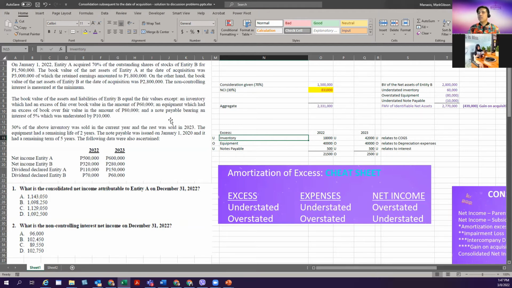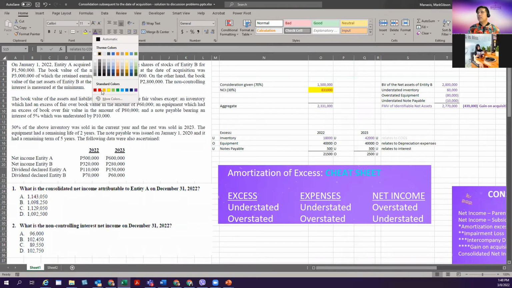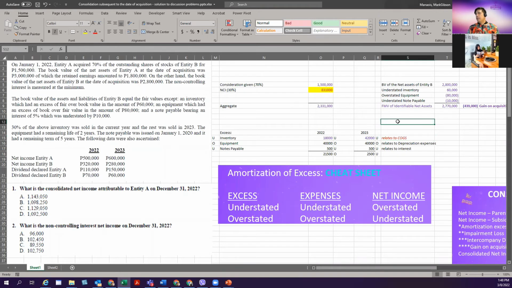Pero paano natin split? So sabi dito sa problem, yung 60,000 daw na yun, 30% was sold in the current year and then the rest in 2023. So we just have to split this. So 60,000 multiplied by 30% for 2022 and then 70% naman for 2023. Kaya nalagay ko siya relates to cost of sales para lang at least may guide tayo kung ano yung related expense item that will be impacted by the inventory understatement. So kung mamaya na tayo dito sa net income, dito muna tayo sa mga expenses.